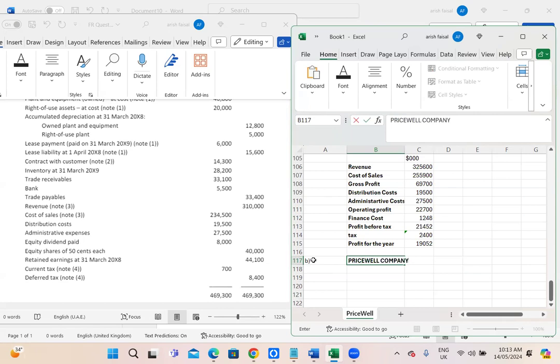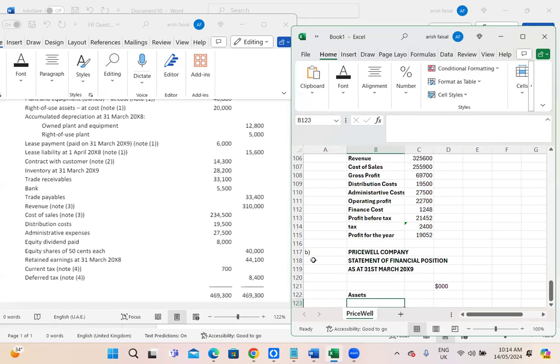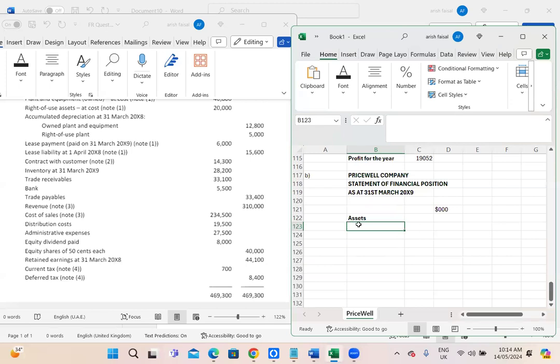Pricewell Company statement of financial position, right? As at 31st March 2009. So in this case now, again, we have to put the thousands. We have assets first, and in assets, you have your property, plant, and equipment.